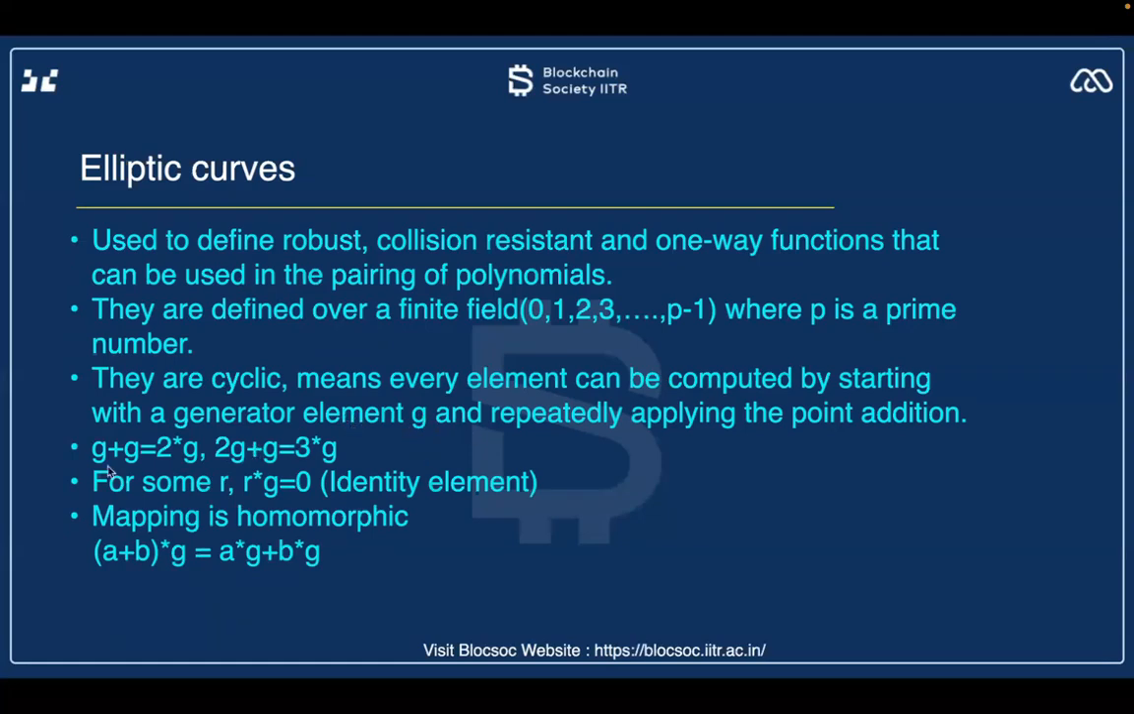So like g plus g equal to 2g, and so on, you can generate every element possible, for some r into g equal to 0. One thing to note is that here the plus sign doesn't mean actual addition, it is point addition. It is some kind of operation that is defined specifically for elliptic curves. You don't need to know the implementation of it for the sake of this lecture. You can just remember in this lecture that it is just a simple plus sign.